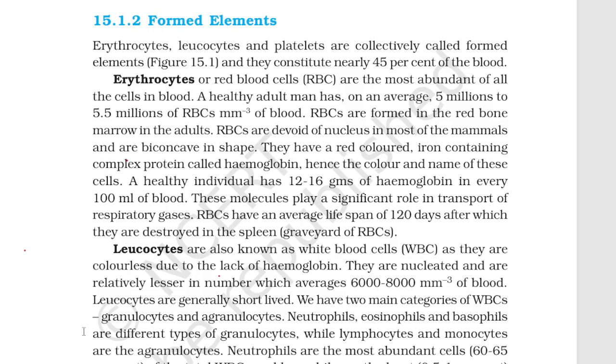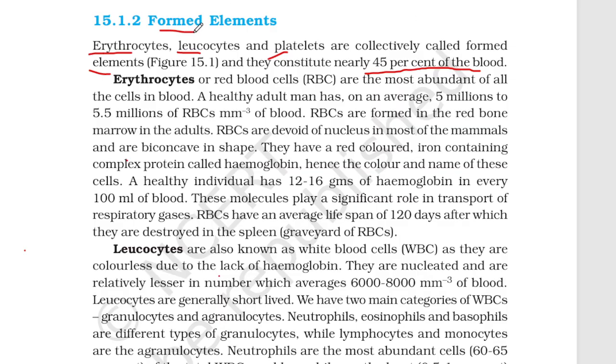Hello students, in this class we are discussing form elements. So what are form elements? The erythrocytes, leukocytes and platelets are collectively called form elements. They are together present in the blood, and they form 45% of the blood, which means that 45% of our blood is made up of erythrocytes, leukocytes and platelets, and they are together called the form elements.